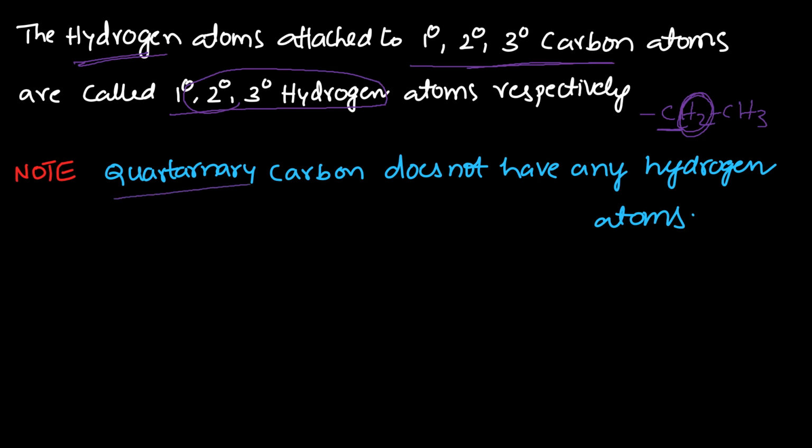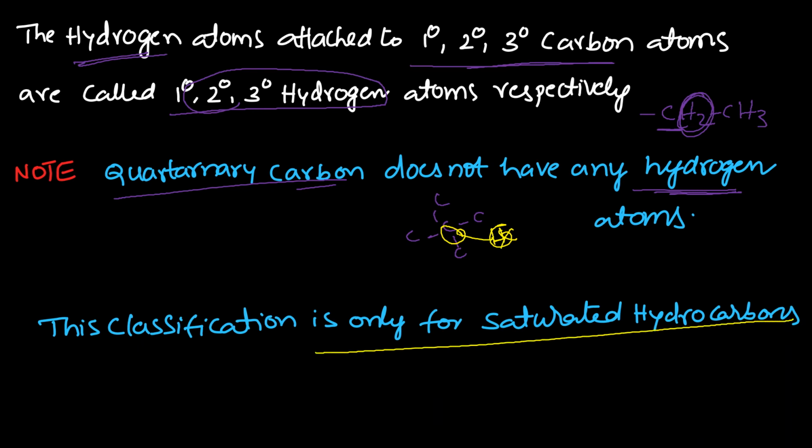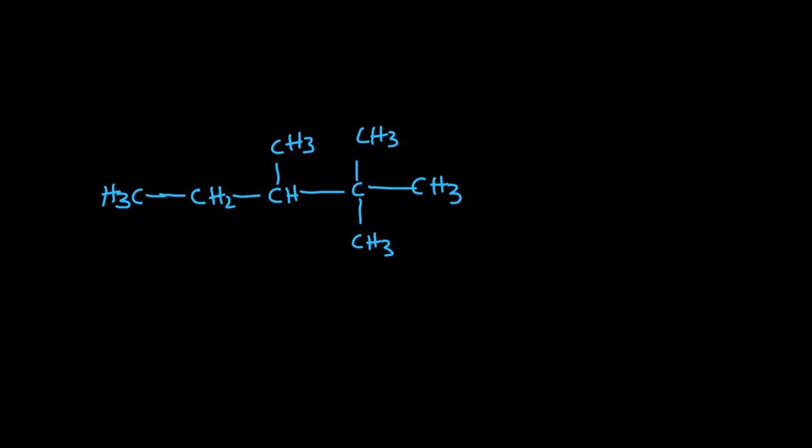So here a note: quaternary carbon atom doesn't have any hydrogen atoms. Why? Because all the valencies of the carbon are satisfied with the four different carbon atoms, hence there is no chance of adding a hydrogen atom. Coming to the next one, the classification is only for saturated hydrocarbons. Thus, the classification of primary, secondary, tertiary or quaternary carbon atoms is only meant for saturated carbon atoms. It is not for unsaturated carbon atoms.